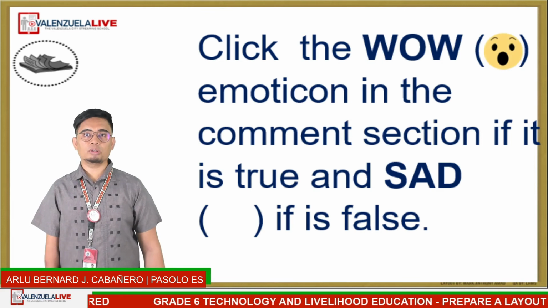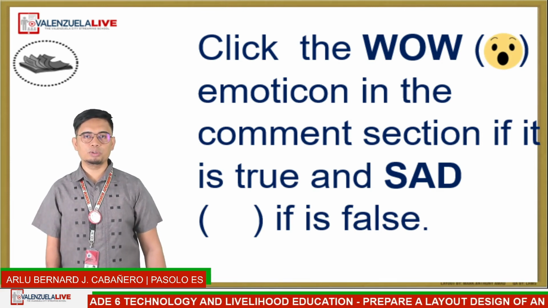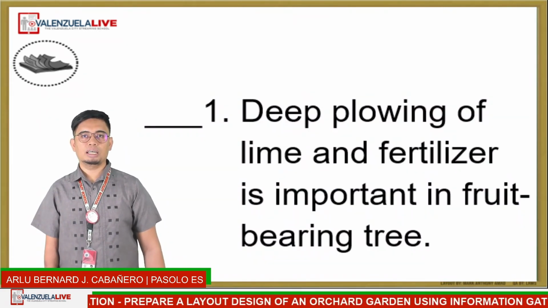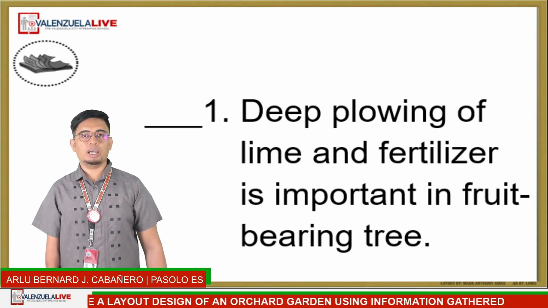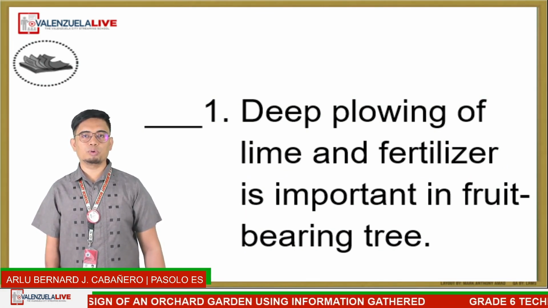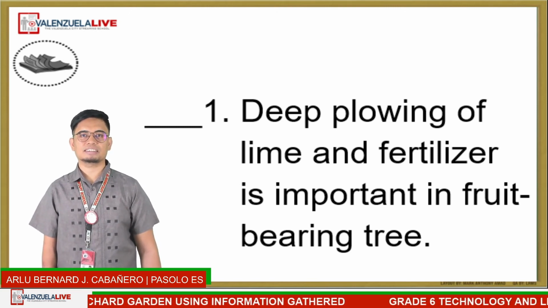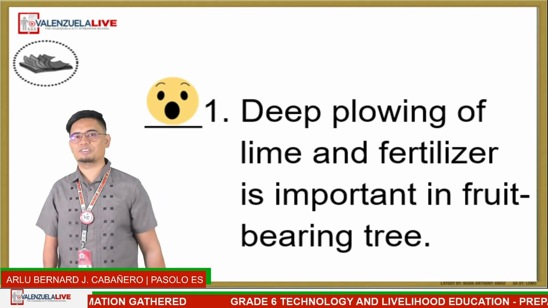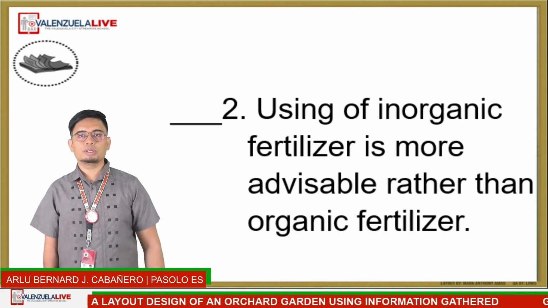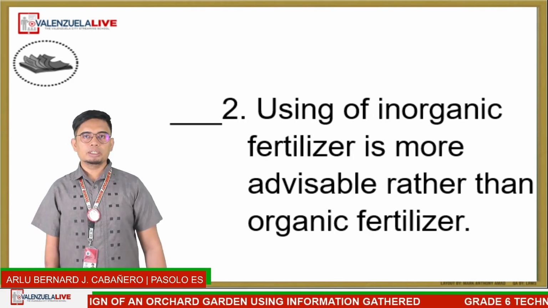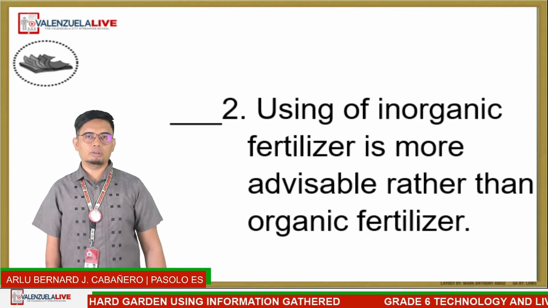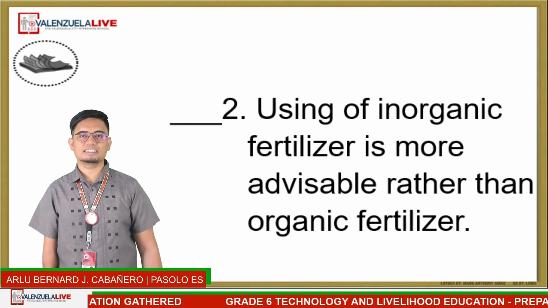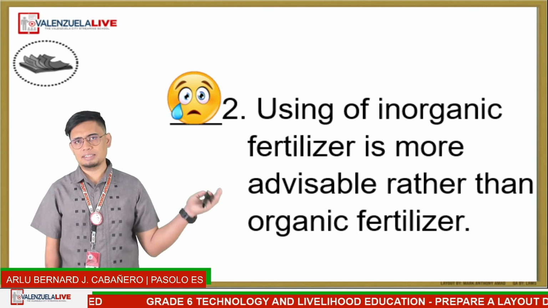Click the wow emoticon in the comment section if it is true and sad if it is false. Number 1, deep plowing of lime and fertilizer is important in fruit-bearing trees. The correct answer is wow. Number 2, using inorganic fertilizer is more advisable than organic fertilizer. The correct answer is sad.